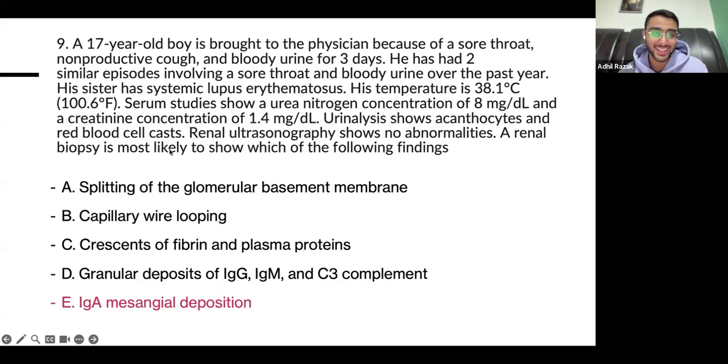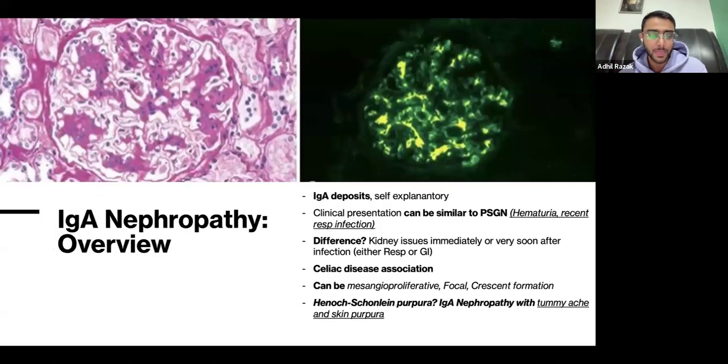And also, I'll get to this later on again, but capillary wire looping is not specific for systemic lupus erythematosus, by the way. It pretty much means membranous nephropathy as well. So I'll get to that point. It's kind of like a teaser to later on, I guess.